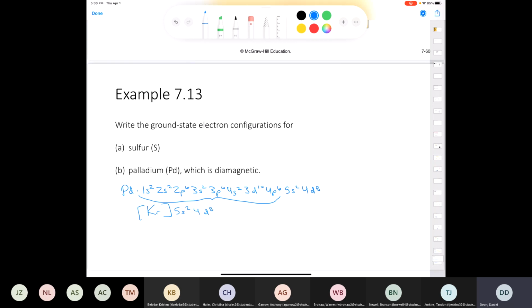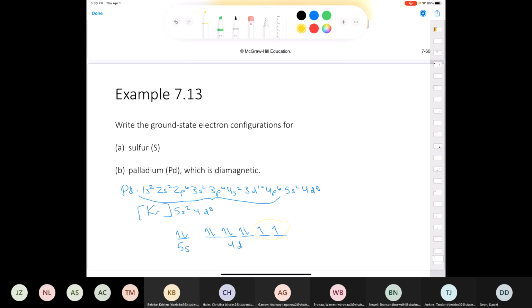If we draw out the orbitals for that, let me show you what it would look like. We have our 5s orbital, there's only one of those, and we have our 4d orbitals, and there's 1, 2, 3, 4, 5 of those. Look what happens. You have 1, 2, and 1, 2, 3, 4, 5, 6, 7, 8. So here's an interesting rule, is that if I had written the electron configuration out this way, I have 2 unpaired electrons.